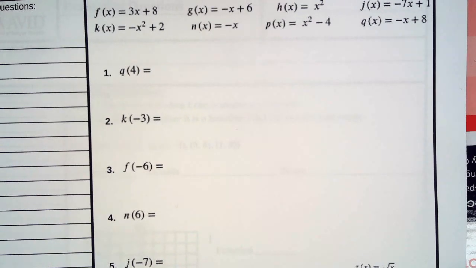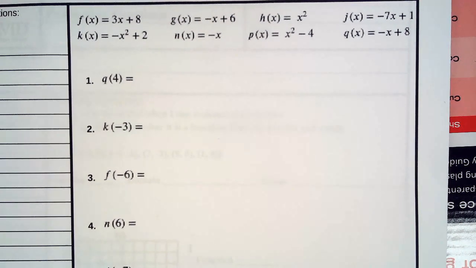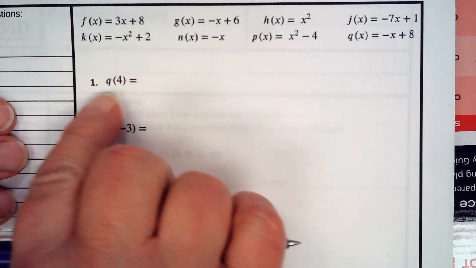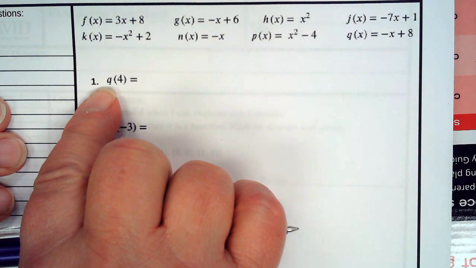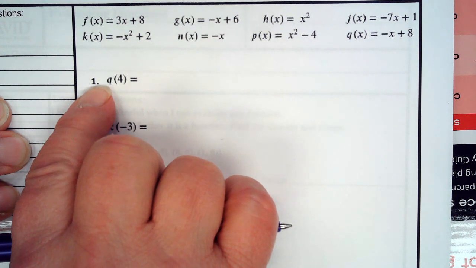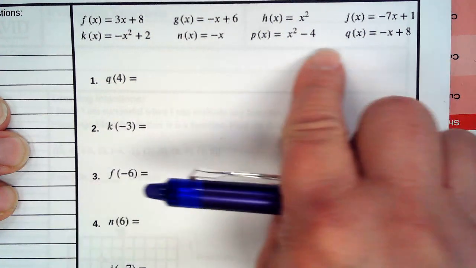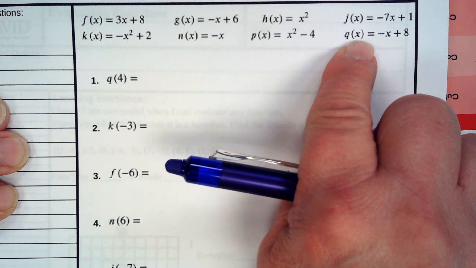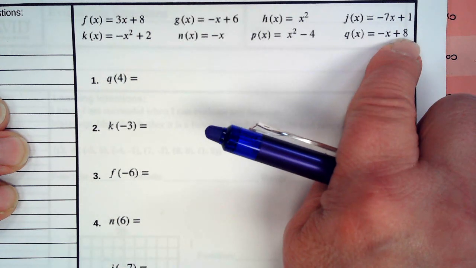Okay, so we've got all of these different equations. This tells you which equation to use. This tells you which x value you are going to want to use. So I'm looking for my equation q. This is q. My function q evaluated at x is equal to the opposite of x plus 8.